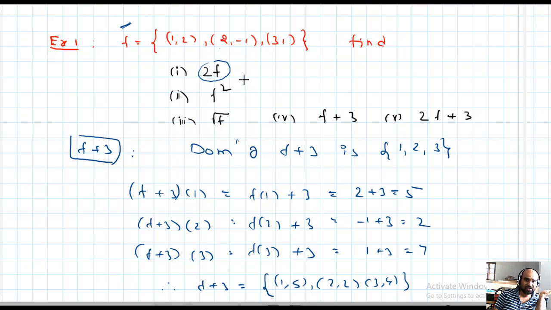So directly how to write, that also is important. Just domain is same, we just need to add 3 for range. 2 plus 3, 5. Minus 1 plus 3, 2. 3 is for 3, so 1 plus 3, 4. Okay.